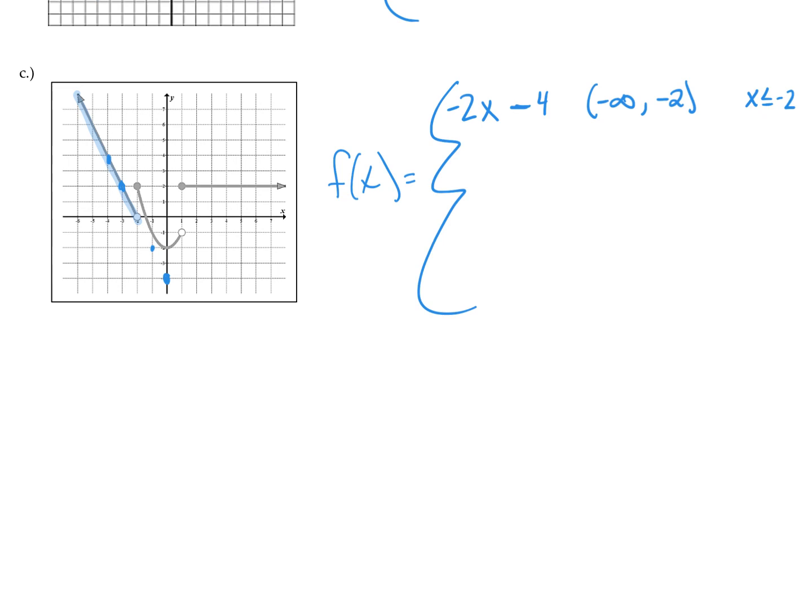This one I'll write with interval notation first. This middle one is an x squared that's actually shifted down 2, so it'd be x squared minus 2. And this is true from -2 to 1, not included. So x would be between -2 and 1.